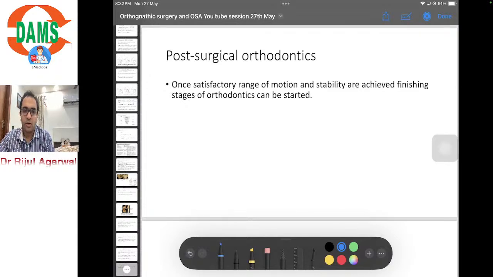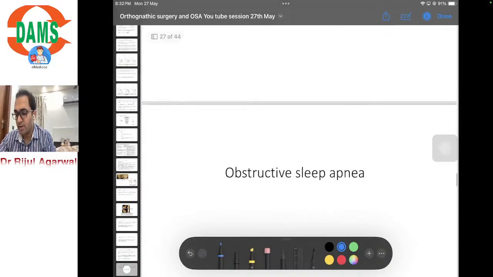What is post-surgical orthodontics? Settling of the occlusion and finishing to achieve maximum intercuspation.